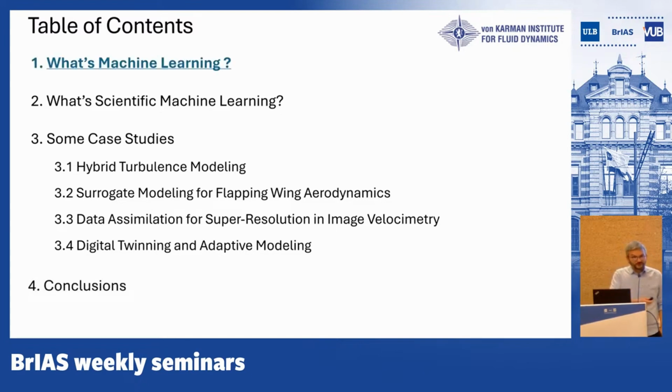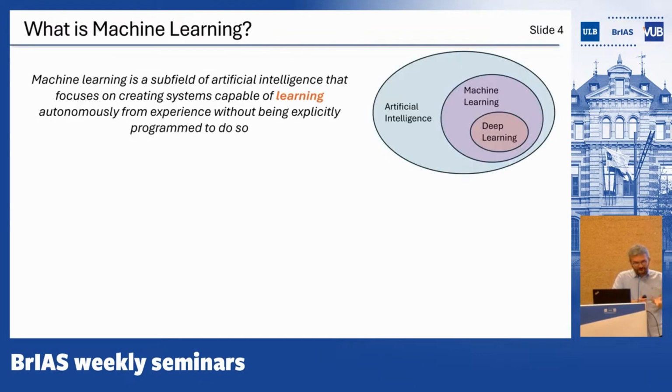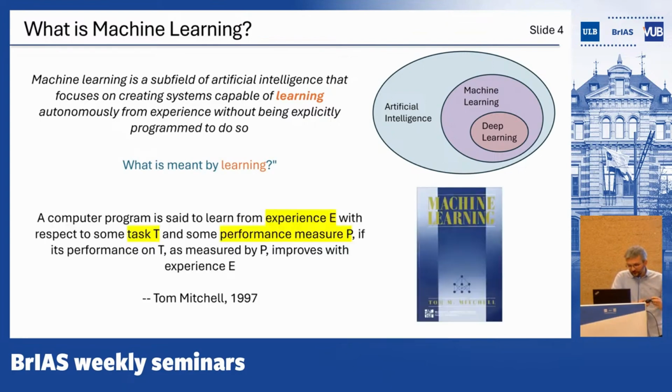So, what is machine learning? Now, this might seem a silly question to this audience, but I think it's important to have the general framework. So, okay, we all know that it's a subset of artificial intelligence dealing with the idea of learning. And when we talk about learning, there are different definitions. The one that I like the most is the one by Tom Mitchell in his book from '97, who defines learning essentially as an optimization process.